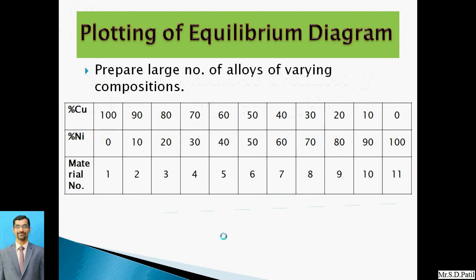just to plot the equilibrium diagram, first of all, consider what the equilibrium diagram is. An equilibrium diagram can be plotted by using several techniques such as thermal analysis, dilatometry, optical and electron microscopy, X-ray and electron diffraction, thermodynamic data analysis, electrical resistivity and magnetic measurements. So these are the various methods to plot the equilibrium diagrams.